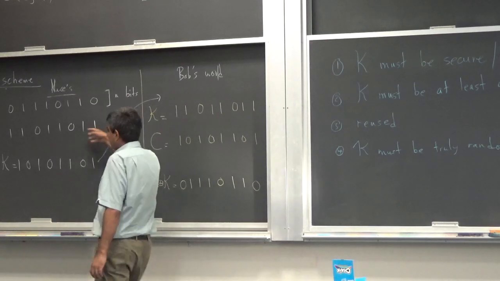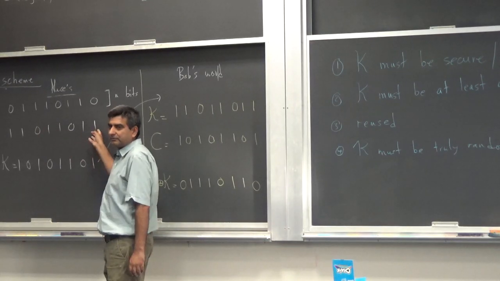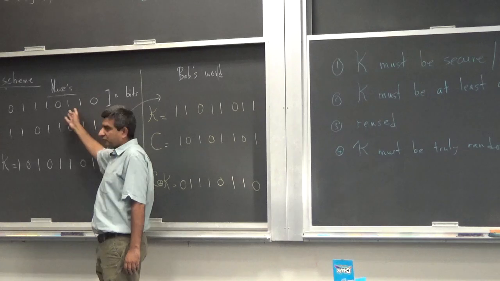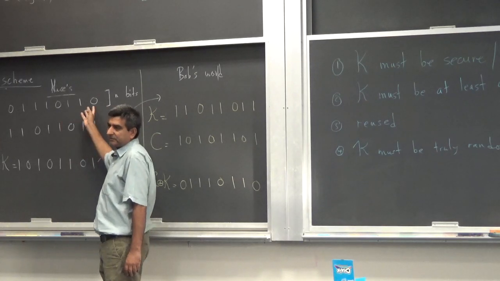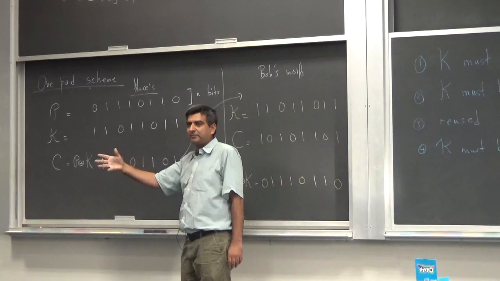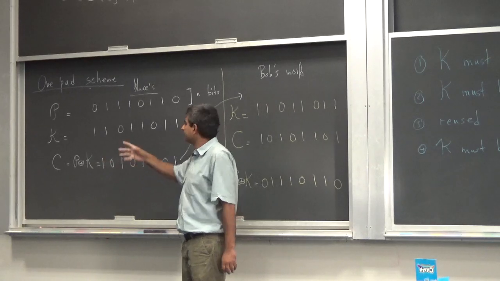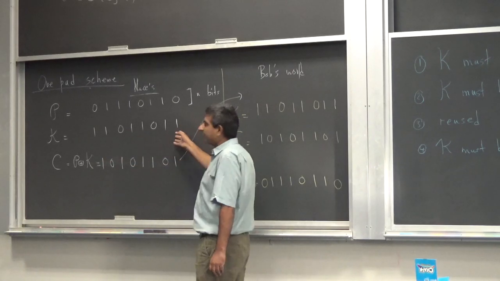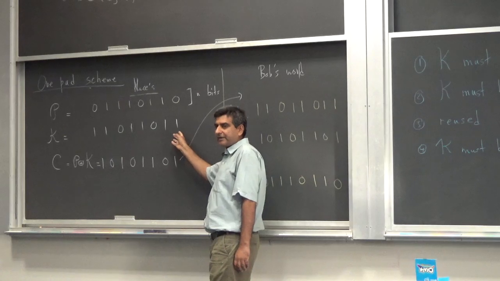This should be totally random. So it's like a coin toss. The message can have some structure, because generally messages have structure, but the key has to be totally random. So you need to find out the entropy of this message too. If that entropy is 1, it's totally random.